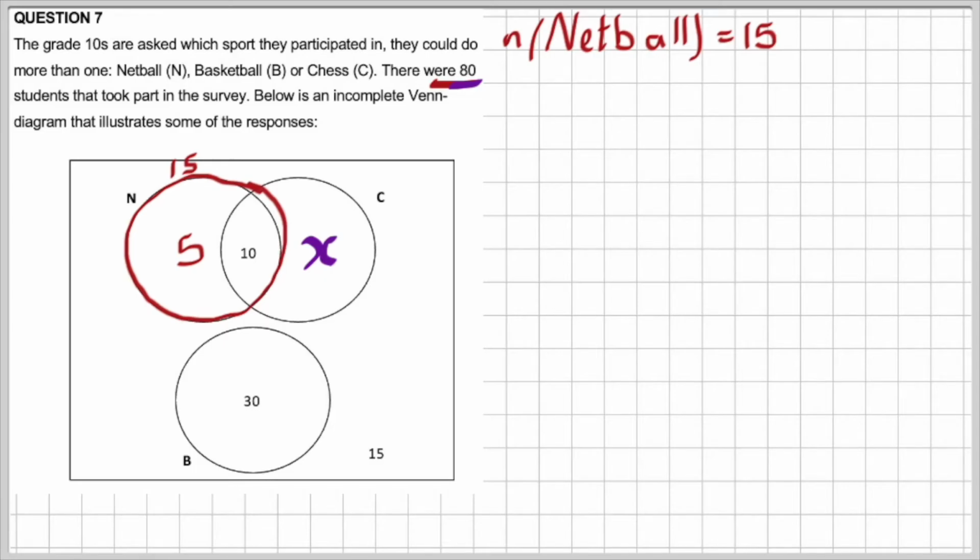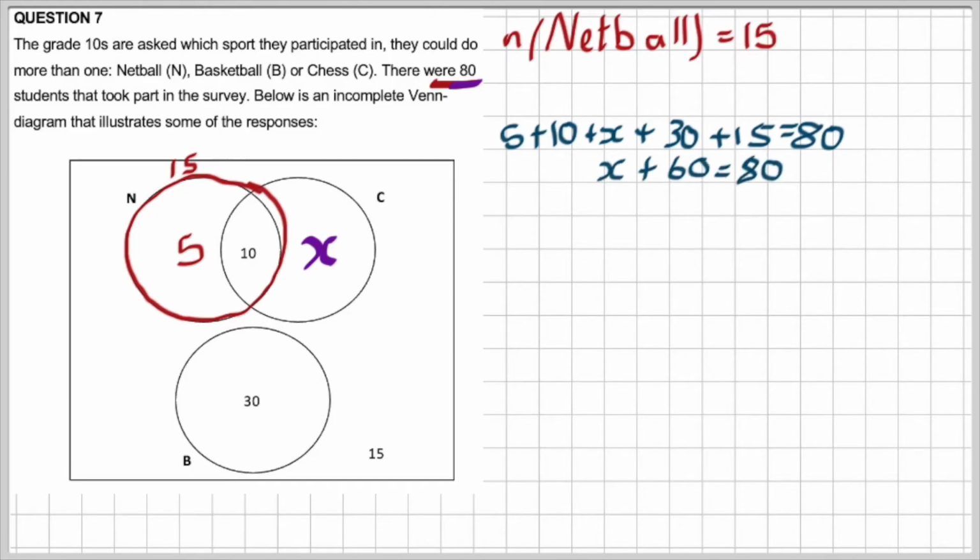So if I look at this, the 5 plus the 10 plus the X plus the 30 plus the 15 must add up to 80 because there are 80 students in the whole sample space, which then means that X plus 60 must be 80. So logic tells me that X must be 20. Before you go on to the rest, let's put it in on the sketch.